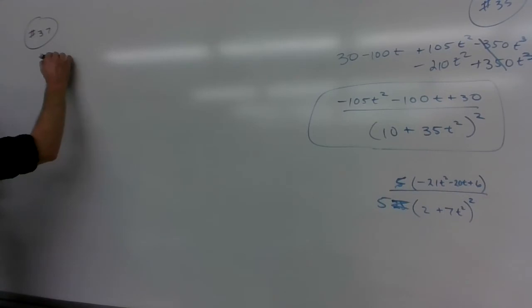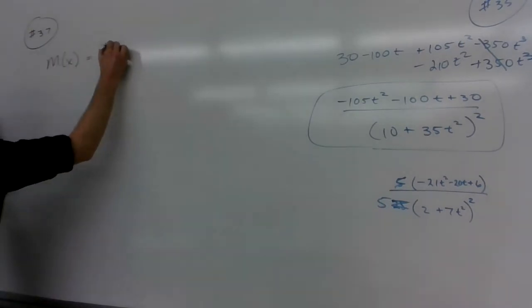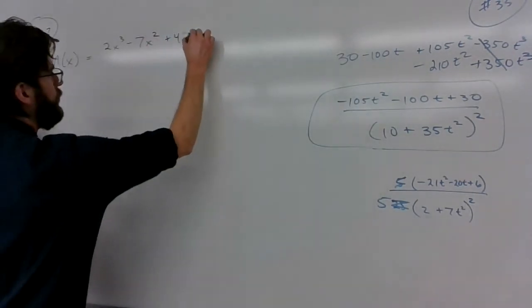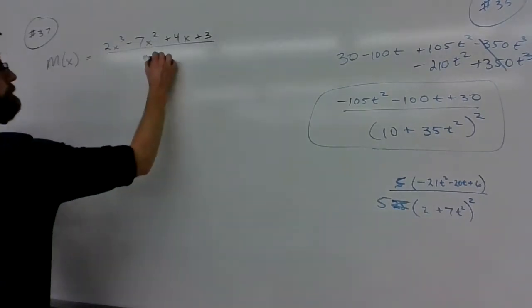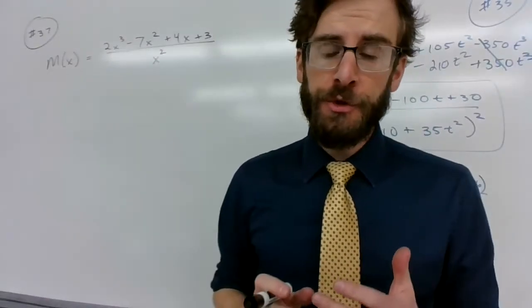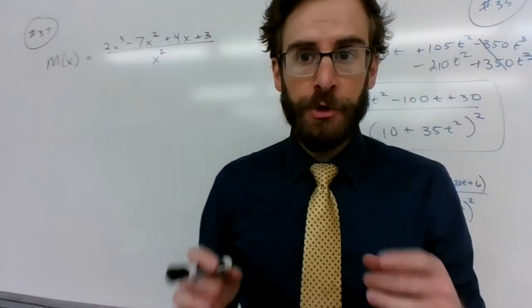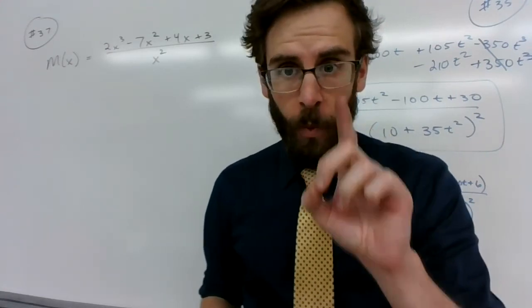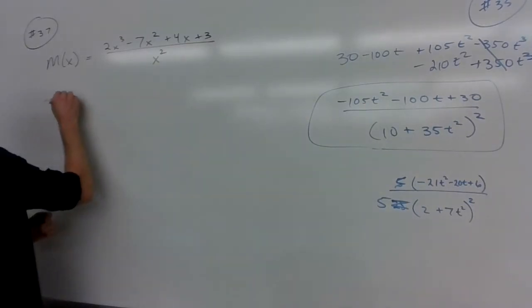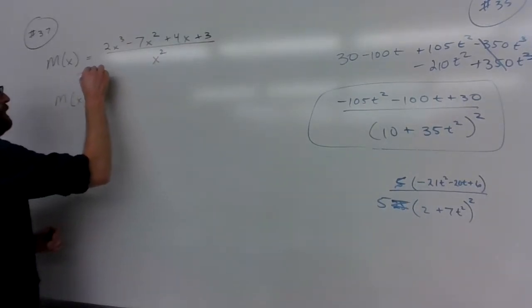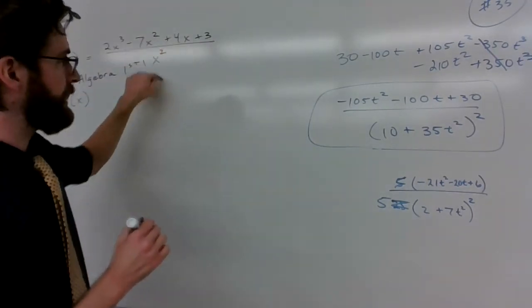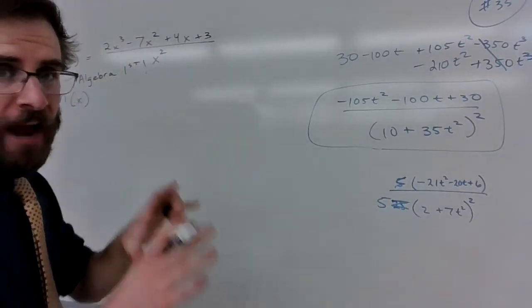All right. A bunch is happening on top, and the bottom is a single party. Now, you can certainly do quotient rule if you want. However, you can use algebra on this by dividing each part by x squared. You can split fractions up.